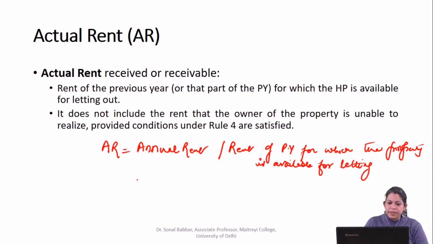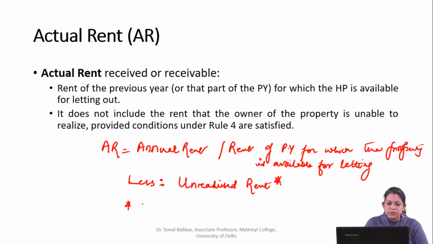That is taken as annual rent. And from this, we are going to subtract unrealized rent, provided certain conditions are satisfied. Unrealized rent, that is, the tenant has defaulted and has not paid the full rent to the landlord. So on account of the landlord, that rent goes unrealized. So unrealized rent, with some conditions, since an asterisk is marked here.